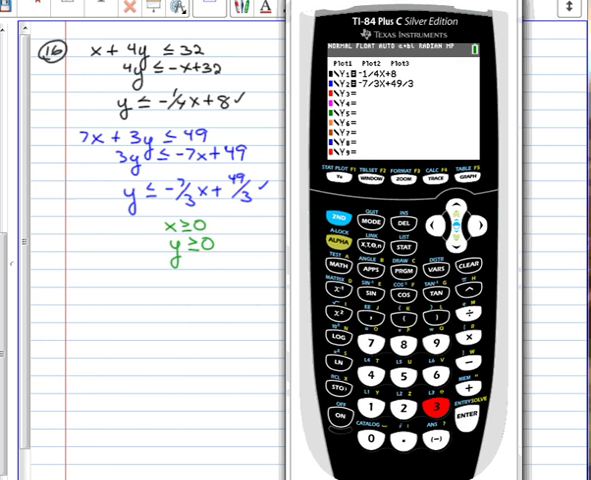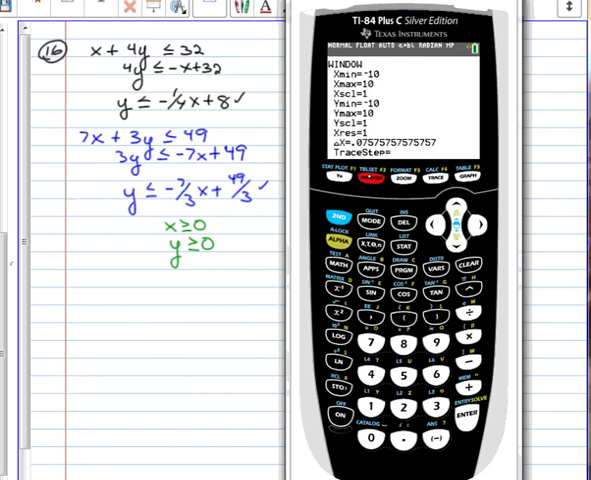Now, I do want to think about my window just a little bit here. I'm going to do -5 for my x minimum. My x max, I'm not sure how far out it goes. I'm going to try 20. Is it more than 20? Yeah, 100. Wow, is it that far out?